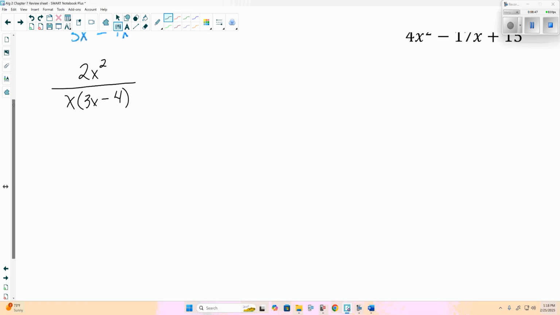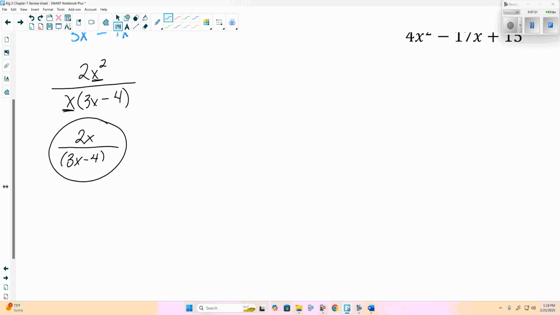Now that we have it factored, we need to see, is there anything in common on top and bottom of this fraction? Well, we have the x and x. So one of the x's on top and bottom will simplify. So on top, it's going to go from 2x squared to 2x. The x on bottom will simplify out completely, leaving us with just our 3x minus 4. And that's as simplified as it gets.